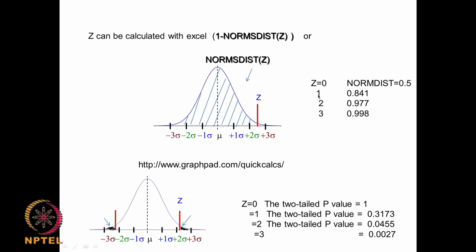When z is equal to 0, obviously this area will be 0.5 because it's symmetric and equal. And when z is equal to 1, this area will be 0.841. If z is equal to 2, then this area will be 0.977. So if I want to know the area outside this, then obviously 1 minus 0.977, which will be equal to 0.023. If I multiply that twice, that will become 0.046.